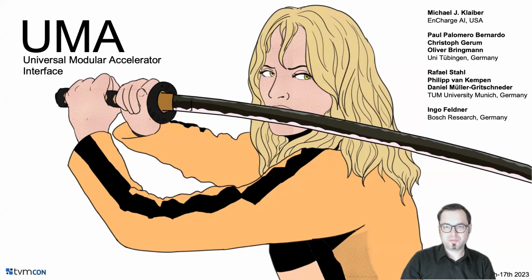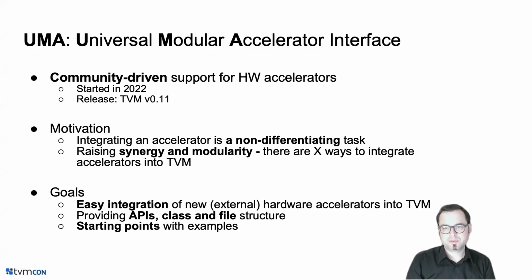As you can see from the number of contributors on the first title slide, UMA is a community project from Encharge AI, University of Tübingen, University of Munich, and Bosch Research, and is also maintained as part of the community. The initial steps towards UMA started a little bit more than a year ago, made it into main in August, and it's even now part of TVM release 0.11.